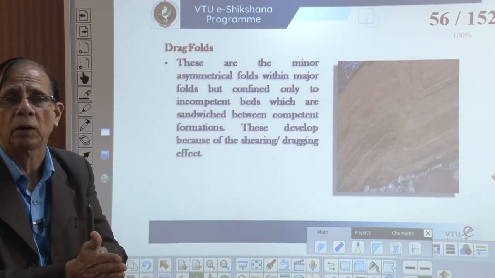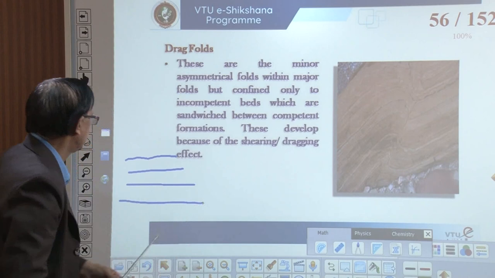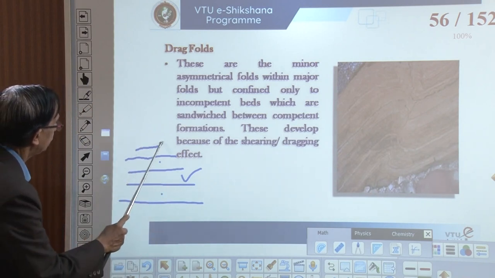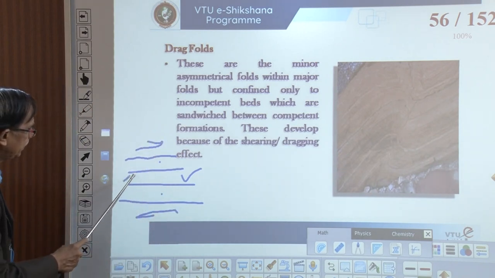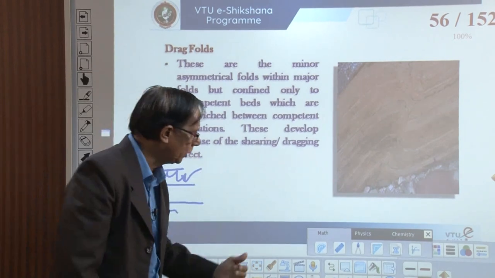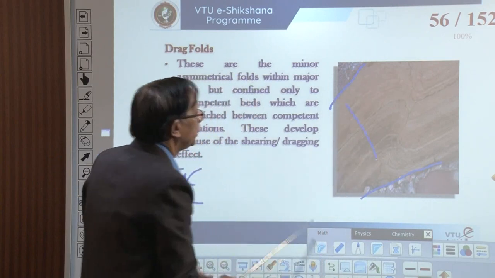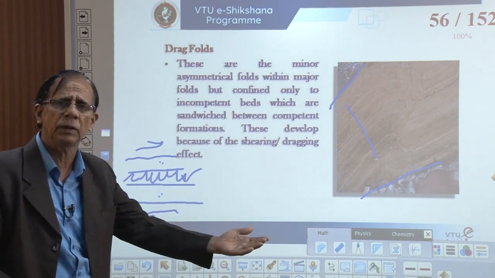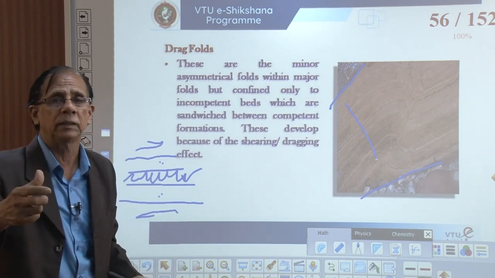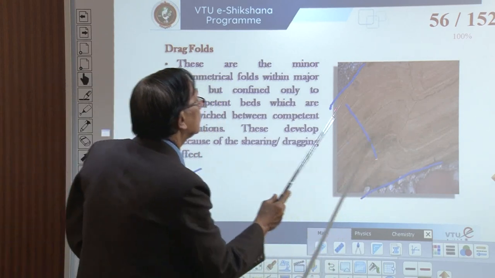Sometimes drag folds occur. That is, when a layer of rock is soft enough and the others are hard enough, with two forces like this, then only this layer shows a drag effect, whereas these are very hard. Competent layers are here, competent layers are here, and incompetent layers in between get affected. One layer is affected, another layer is not affected. It means there is a difference in strength of the rocks, plus the kind of force is shear-like force. Then such kinds of structures develop.